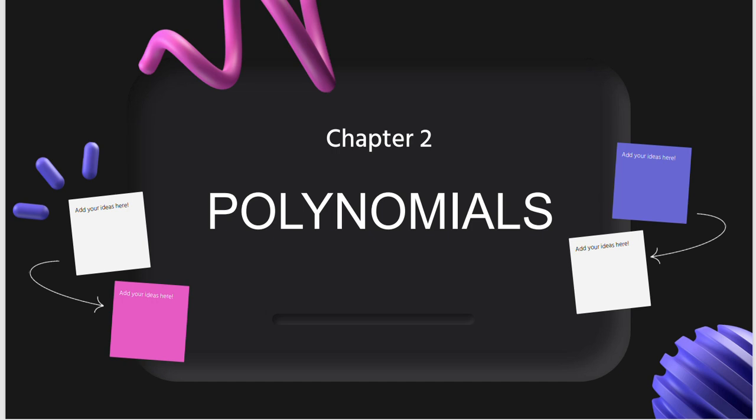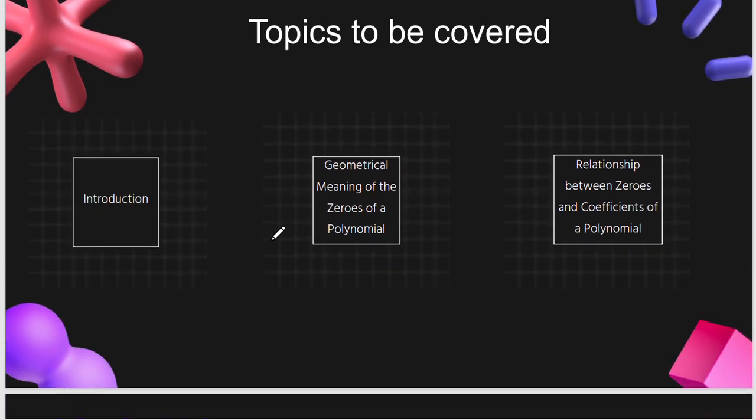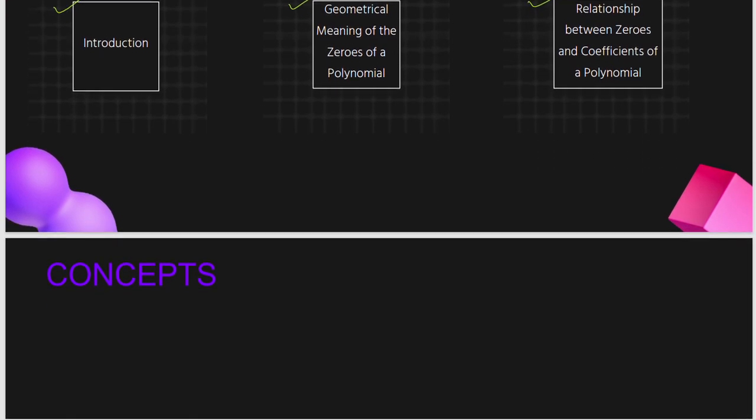Today in this channel we are going to discuss chapter 2, class 10th, polynomials. So let's get started without wasting much time. First thing first, the topics that we are going to cover in this session: we are going to first introduce what we understand by polynomials. Then we'll head to the geometrical meaning of zeros of a polynomial. And finally, we are going to discuss the relationship between zeros and coefficients of a polynomial. So let's get started first with the concept.